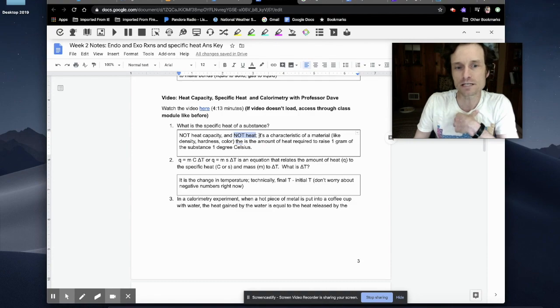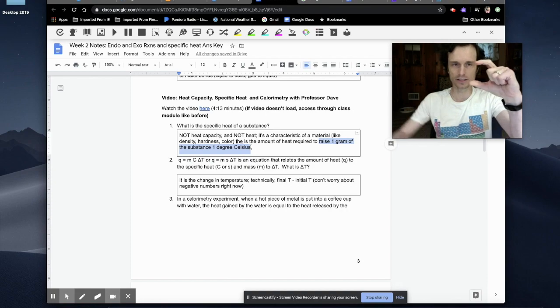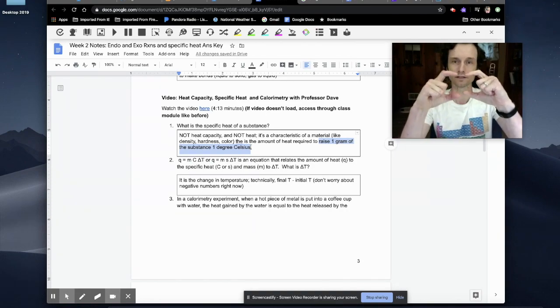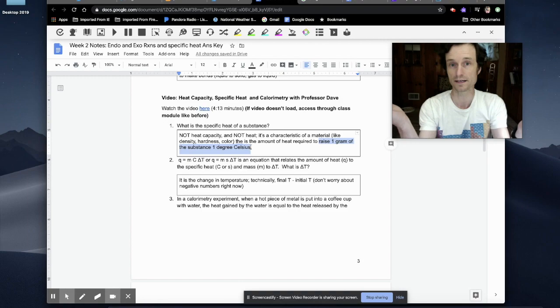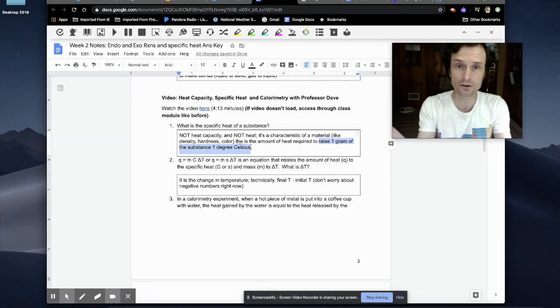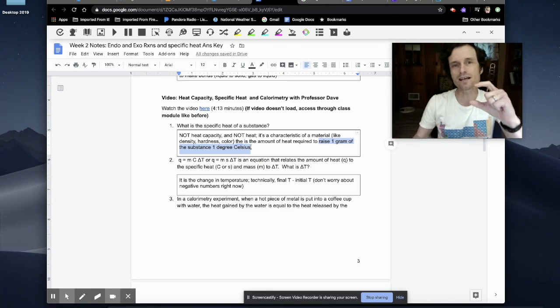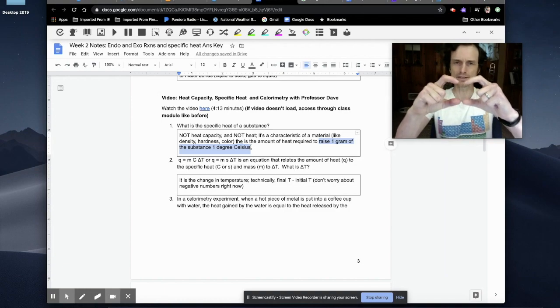So what is specific heat? It's a characteristic of a material, like the way density or hardness or color is. It's the amount of heat required to raise 1 gram of that substance 1 degree Celsius, or Kelvin. The unit of a Celsius degree is the same as a unit of Kelvin. The difference, of course, is where they set 0. 0 Celsius is where water freezes. 0 Kelvin is where all molecular motion stops. But the size of the degree is the same.